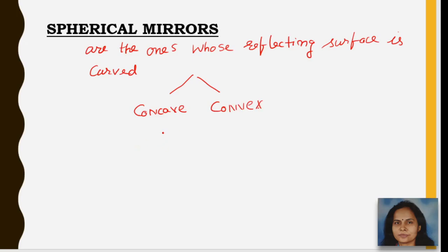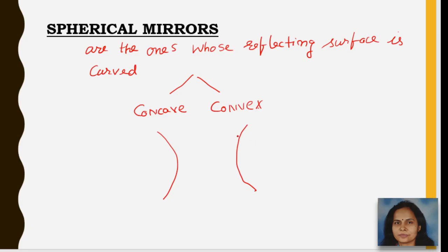So let me draw the diagram for this. Now I am drawing this diagram. This is a spherical mirror because it's the curved one. I can draw the similar diagram for convex also. Again, this is the spherical mirror. Can you make out the difference between the two, concave and the convex?